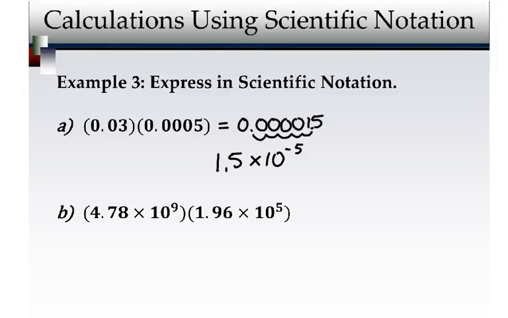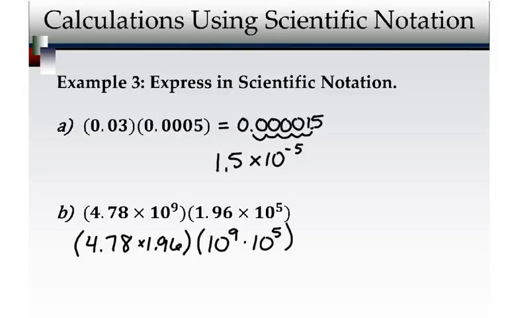All right, part B here, one way you can do this is just by plugging all of this into your calculator. But this is kind of how I want you to show your work whenever you are asked to do this in class, okay? One way you can multiply these two expressions that are in scientific notation is by multiplying the decimal numbers together, so the 4.78 and the 1.96, multiply those together, and then multiply the powers of 10 together.